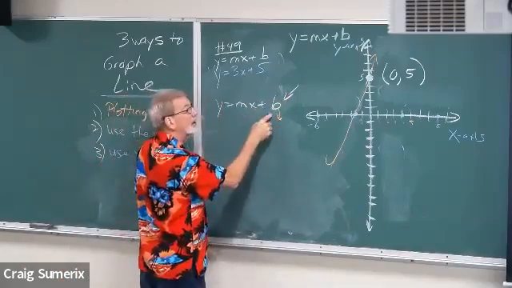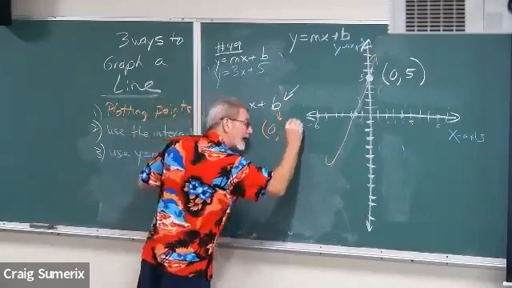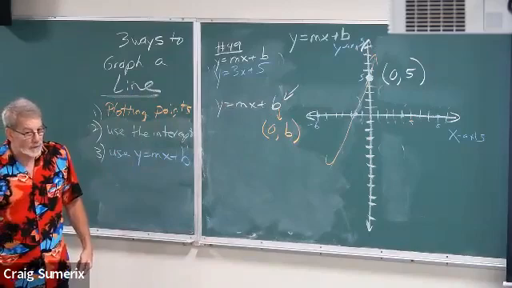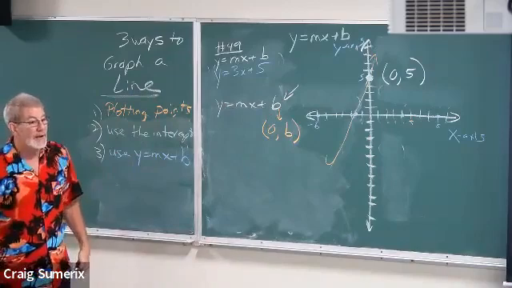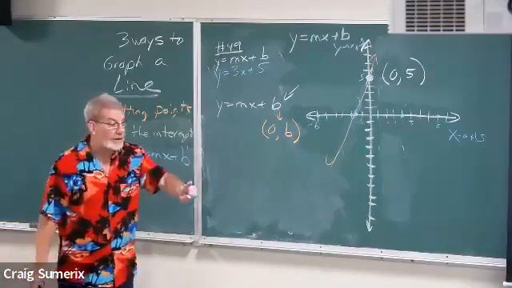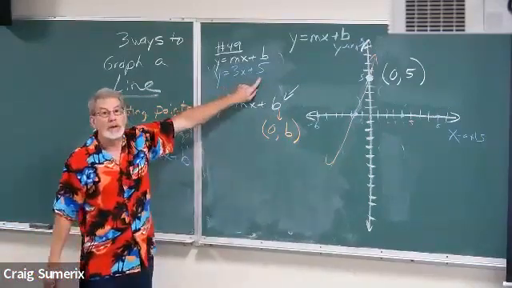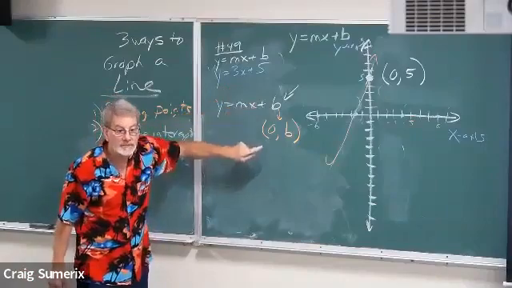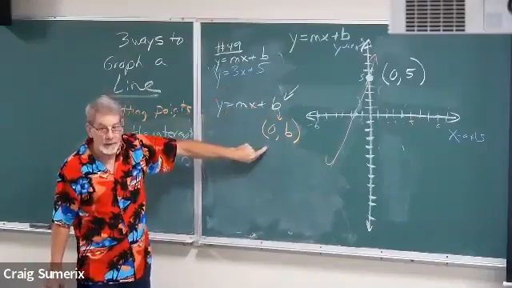b is not the y-intercept. b is the y value of the y-intercept. It is not the y-intercept itself. Now, I may feel like I'm splitting hairs. But in my math lab, if you tell them the y-intercept is 5, they will mark it wrong, because they expect the ordered pair.